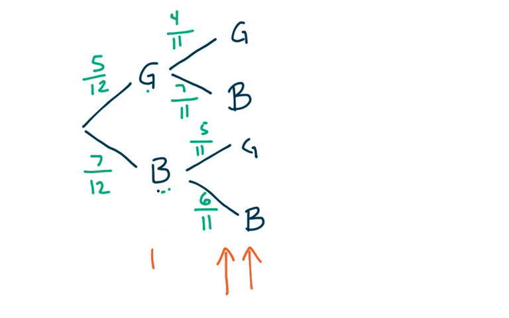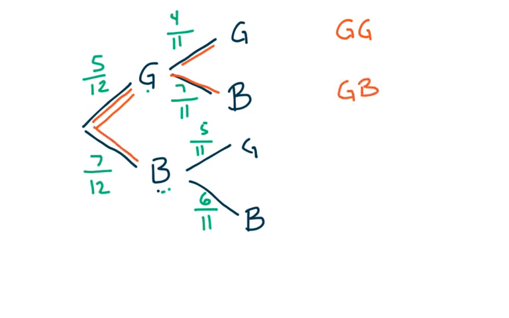Let's talk about all the things that we see in this tree diagram. The first one could be green and the second one could be green. I got a green followed by a green. That's how I ended up there. The first one could be green and the second one could be blue. That would be green followed by blue.